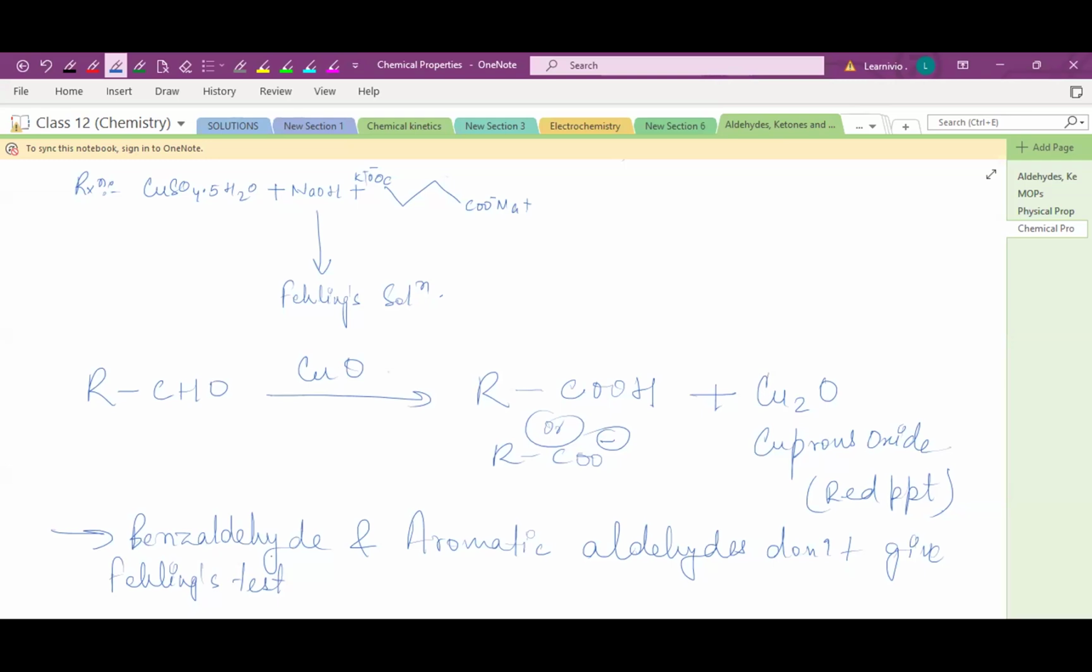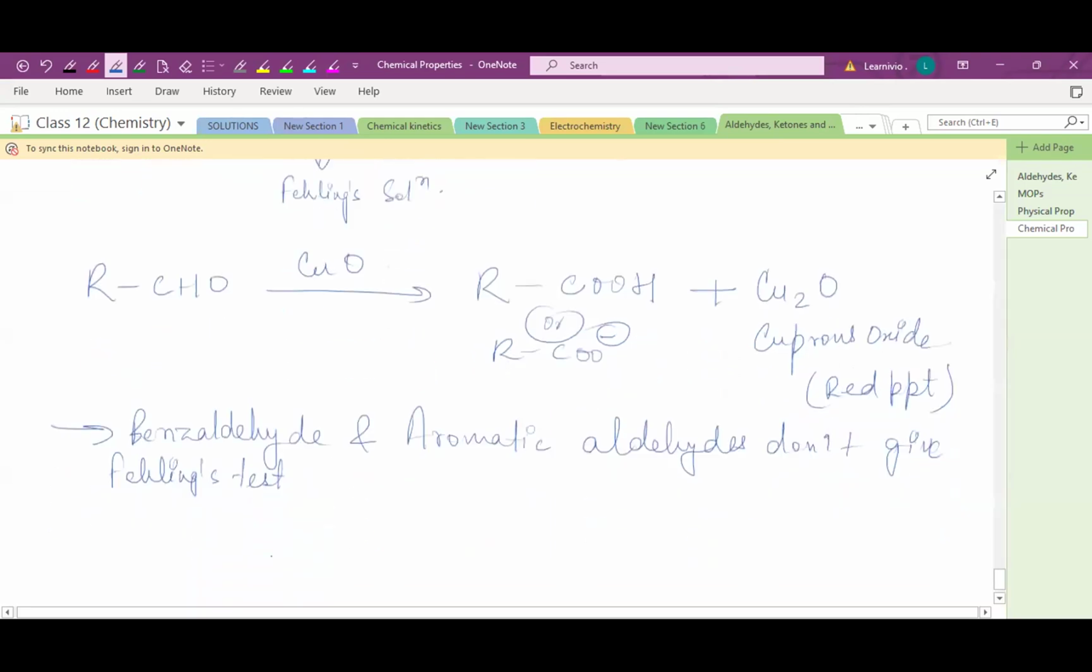So you can distinguish between these two, aliphatic or aromatic aldehyde, by using this Fehling test, right? Because aromatic aldehyde will not give this test, but your aliphatic aldehyde will give this test. You will get a red color precipitate at the end. So it gives a positive test for the aliphatic aldehyde, but a negative test for the aromatic aldehyde. Is this point clear?